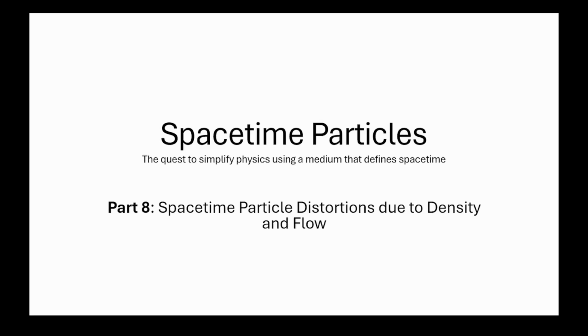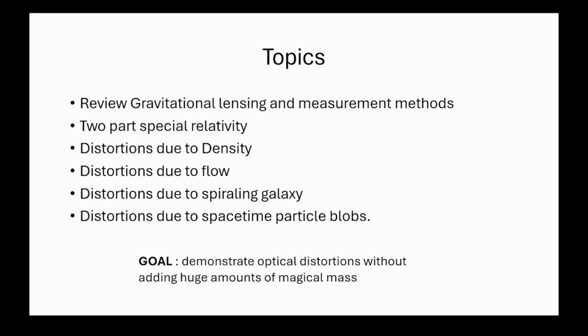Hey everybody, Blake here again with another part in this series about spacetime particles, where we're trying to simplify physics using a medium that defines spacetime. In this particular episode, we're going to be looking at the distortions that spacetime particles could create due to density and flow. For this episode, we're going to review gravitational lensing and measurement methods.